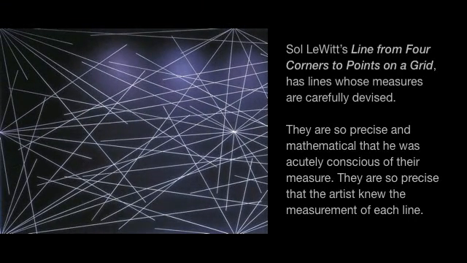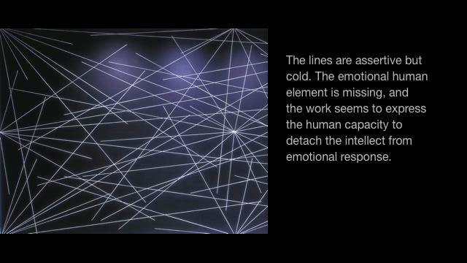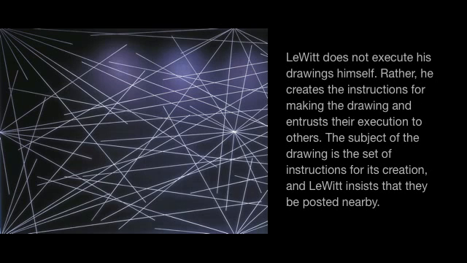Sol LeWitt's line from 4 corners to points on a grid has lines whose measures are carefully devised. They are so precise and mathematical that he was acutely conscious of their measure. They are so precise that the artist knew the measurement of each and every line. The lines are assertive but cold. The emotional human element is missing, and the work seems to express the human capacity to detach the intellect from emotional response. LeWitt does not execute his drawings himself.